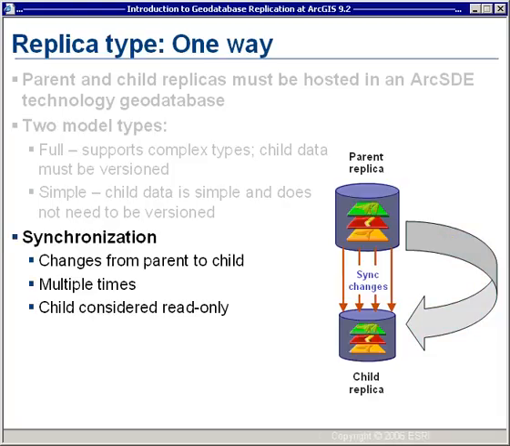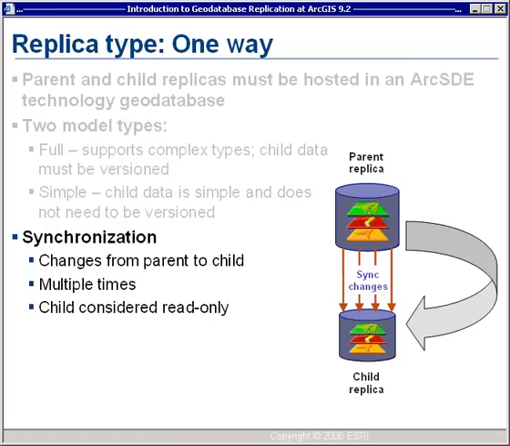Once a replica has been created, data changes can be sent multiple times from the parent replica to the child replica. In one-way replication, the child replica geodatabase is considered read-only. So if there are edits on your child geodatabase that conflict with those on the parents, they won't be detected at synchronization time, and they will be overwritten on the child geodatabase.